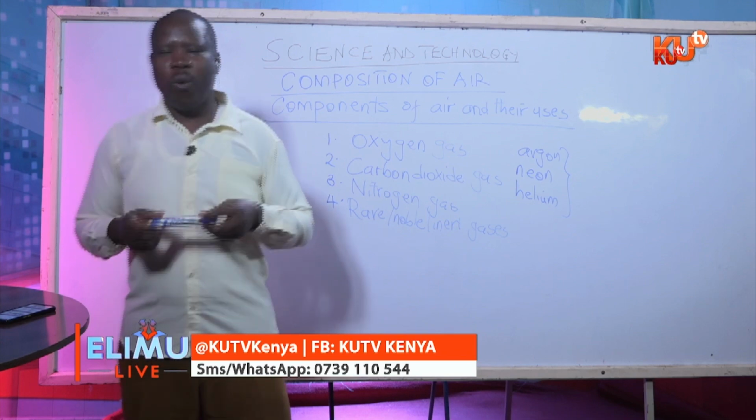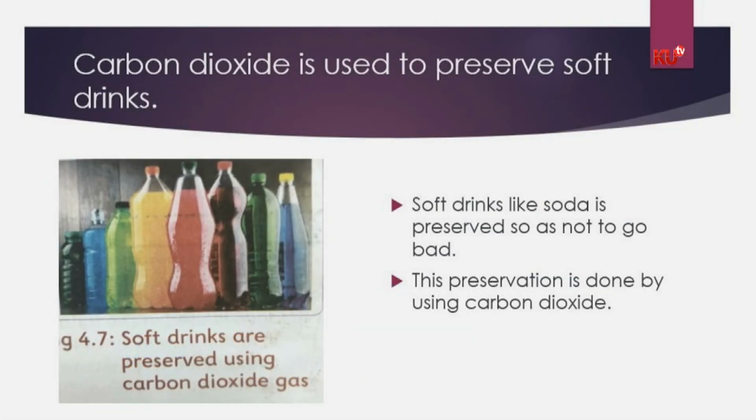For an example, where is carbon dioxide used to preserve food? In the soda and other soft drinks that we take, and most commonly soda. Soda is preserved, it can stay for a long time. It can even be preserved so as to stay for 3 months, for 6 months, because inside that soda there is a preservative, there is a chemical that has been put so that the soda does not go bad easily. That preservative that has been put in soda is called carbon dioxide.